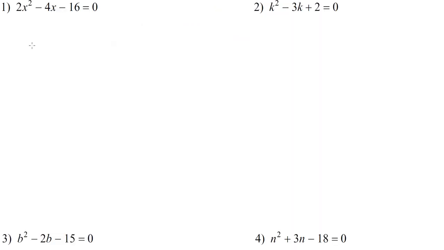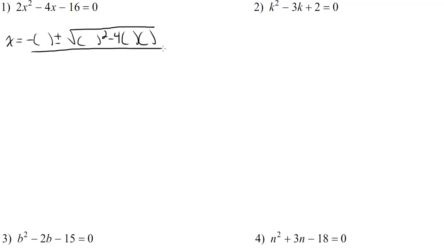So let's take a look at number 1. It says 2x squared minus 4x minus 16 equals 0. Let's set up our formula. X equals negative b plus or minus radical b squared minus 4 times a times c over 2a. Let's plug in our values. Our b value is negative 4. Our a value is 2. That goes here and down here. And our c value is negative 16. Then we're going to work this out.